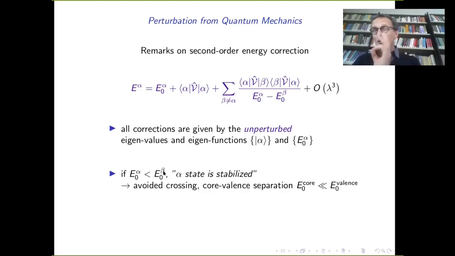That means that the alpha state would push up the beta state higher in energy. That makes the so-called avoided crossing, because you get those two states and one is pushed up and the other one is pushed down. They tend to avoid each other, so this is where the terminology comes from.